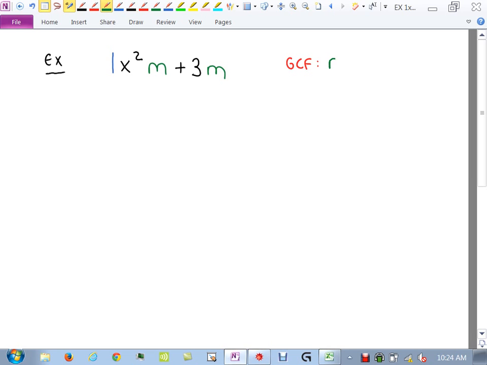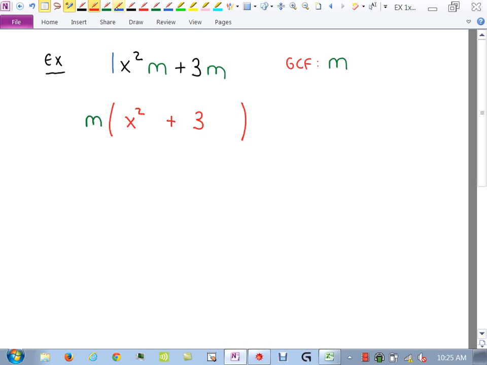Now I did it in green for a reason. You'll see in a second. So what can I put outside here as my GCF? M, and then I put a set of parentheses, right? And then what goes in there? The only thing that's missing is the x squared, and then plus 3. Got that? Any questions on that? This is a very important example. Very important. Y'all got it?